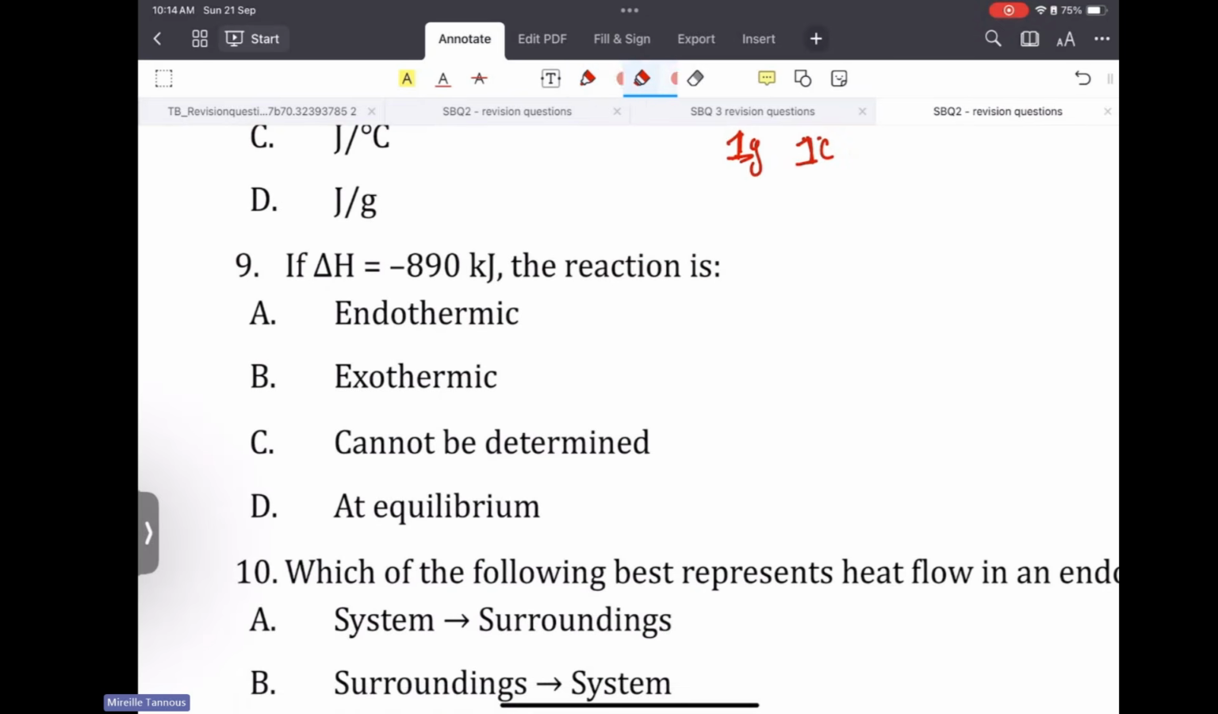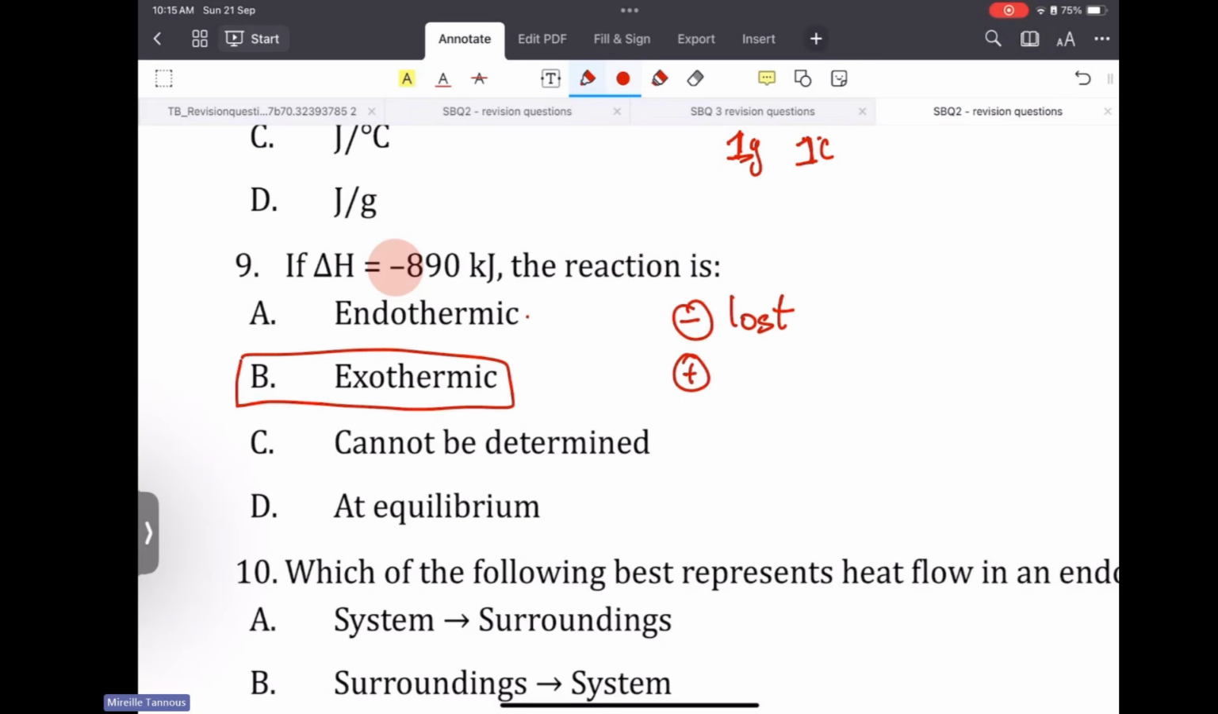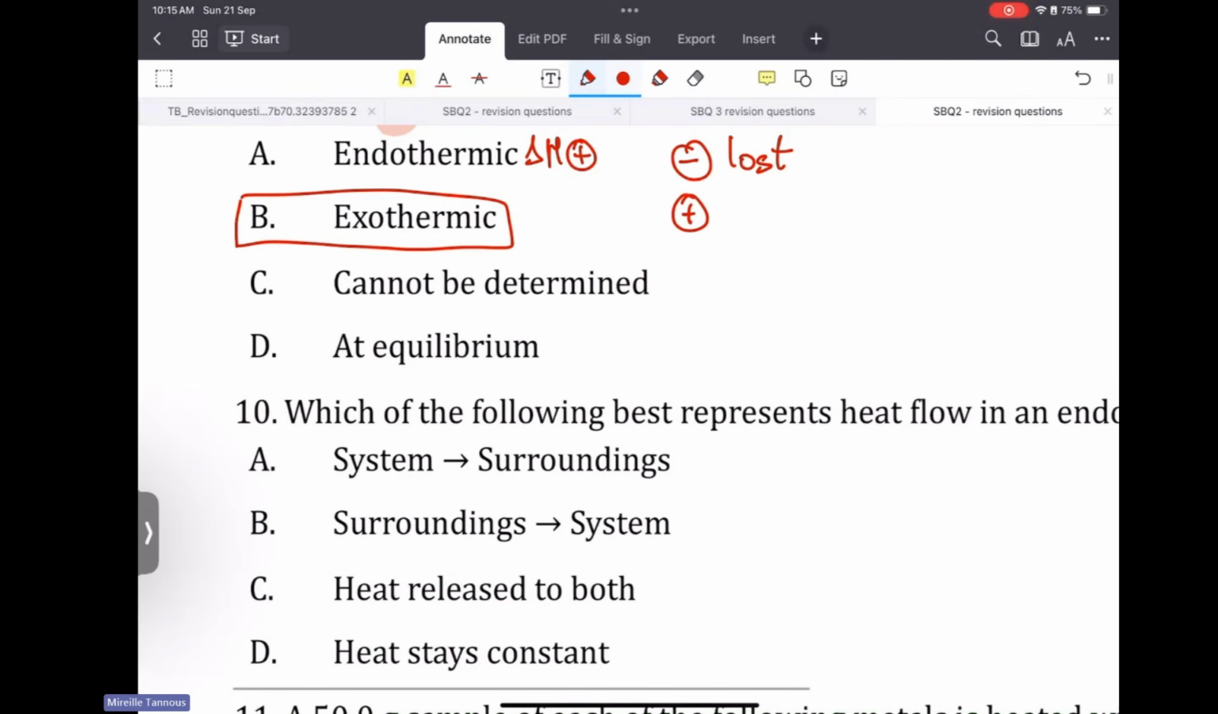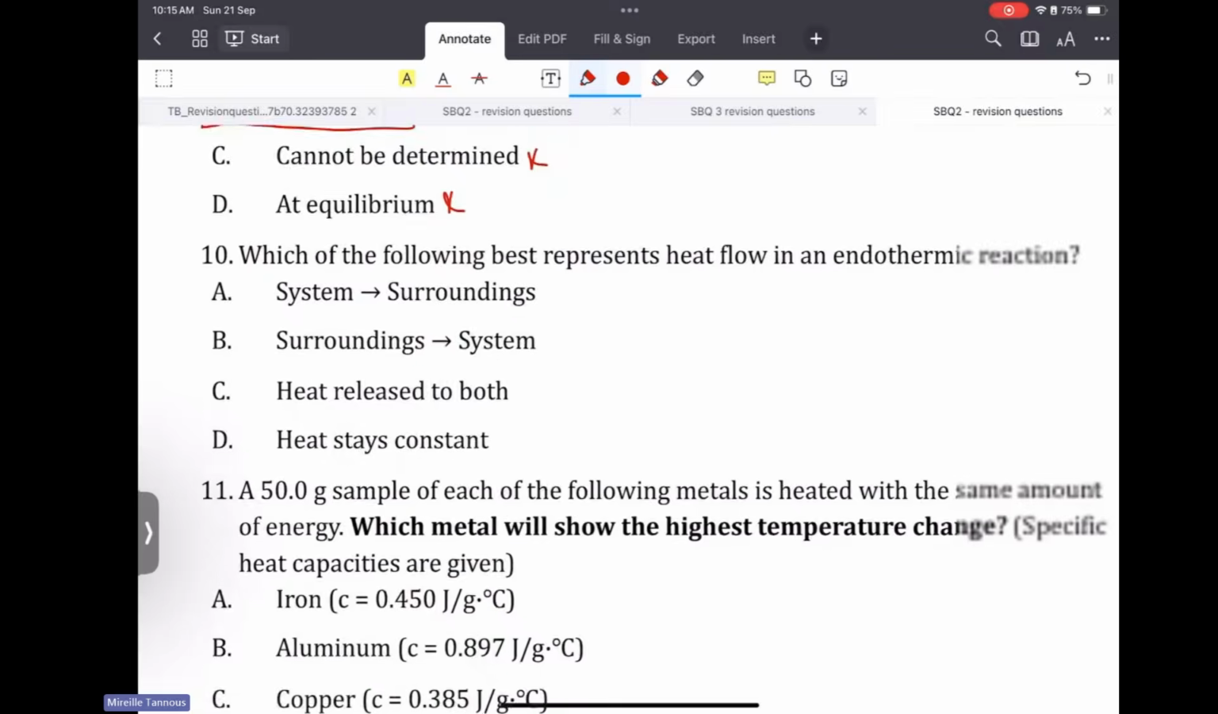If I have a given delta H and the delta H is negative, then that means that the reaction lost energy. So it's exothermic. If the delta H is positive, it means that the reaction would be endothermic. The other choices are not related to the question.